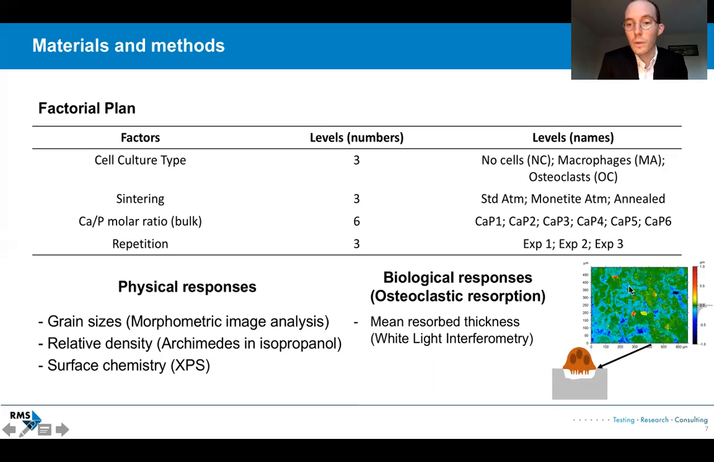Then, with the white light interferometry measurement, it's possible to extract the topography of this surface. Here you can see the colors, which show the topography: green represents the reference plane, the zero plane, and blue colors are areas that were below this reference plane. In other words, places that were resorbed by the osteoclasts. Then with the software, it was possible to calculate the mean resorb thickness from there.